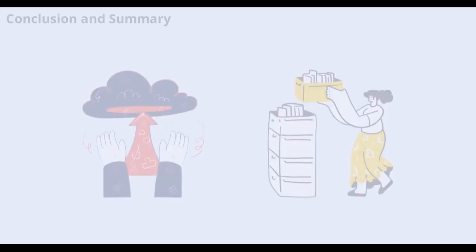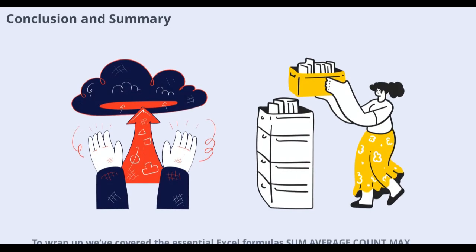To wrap up, we've covered the essential Excel formulas: sum, average, count, max, and min. You've seen how to set up data, enter formulas, and interpret results. These tools are fundamental for anyone working with numbers in Excel. Keep practicing and you'll soon be able to analyze data quickly and accurately.